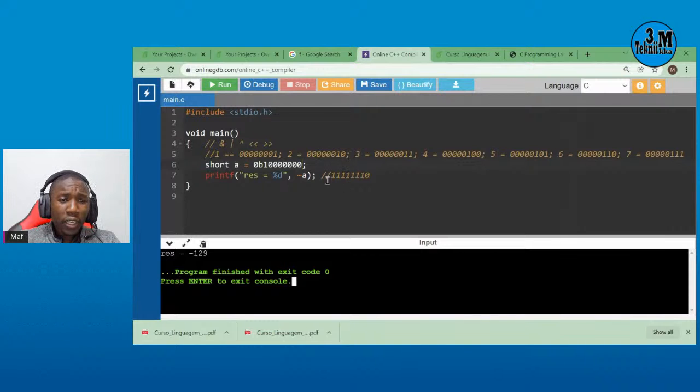What is going on? Am I wrong? 1, 2, 3, 4, 5, 6, 7, 8. Okay, this is a negative value. Let me see this like this. Oh, this is positive. Am I wrong? Wait, let me check it out. I have this. This is the biggest.